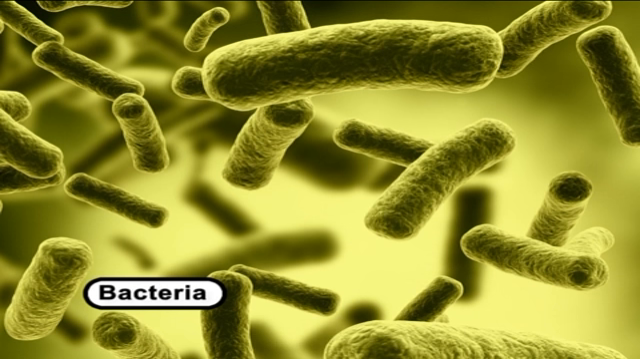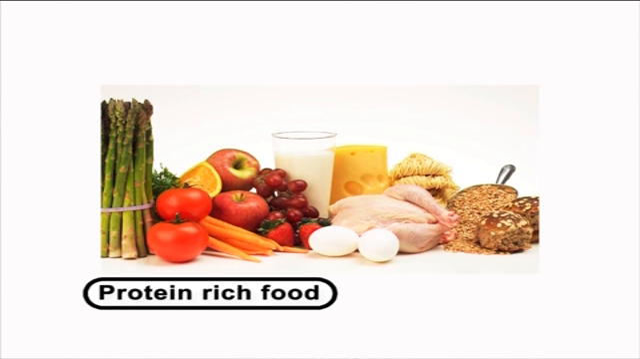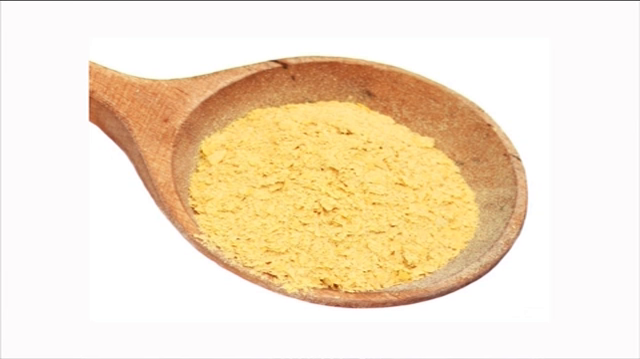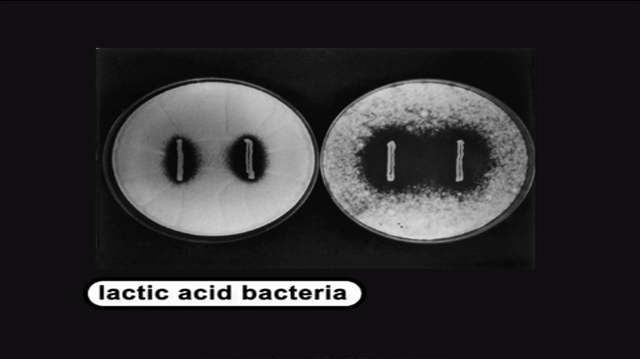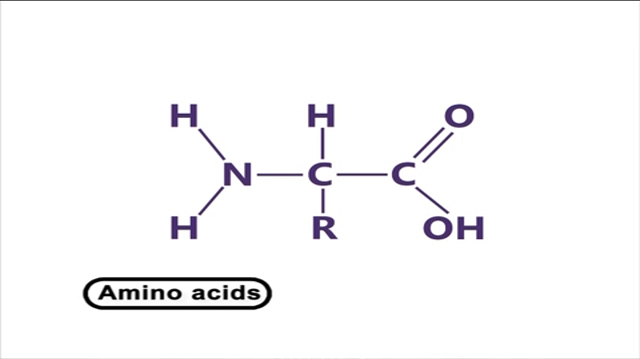Proteolytic property is different among microorganisms depending on the type of protease enzyme produced. Bacteria are more proteolytic than fungi in general. Protein-rich food promotes more growth of bacteria than molds and yeast. Some of the lactic acid bacteria grow best with polypeptides as nitrogen sources, cannot attack casein, and do not grow well with only a limited number and kinds of amino acids present.